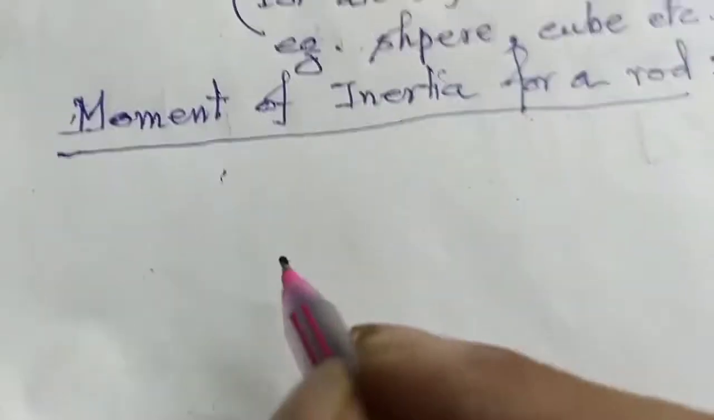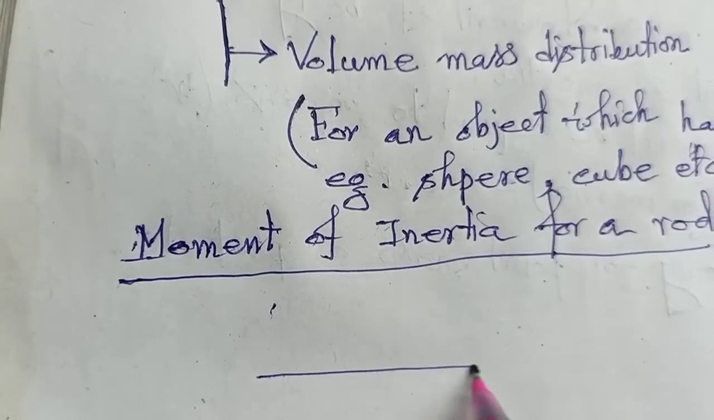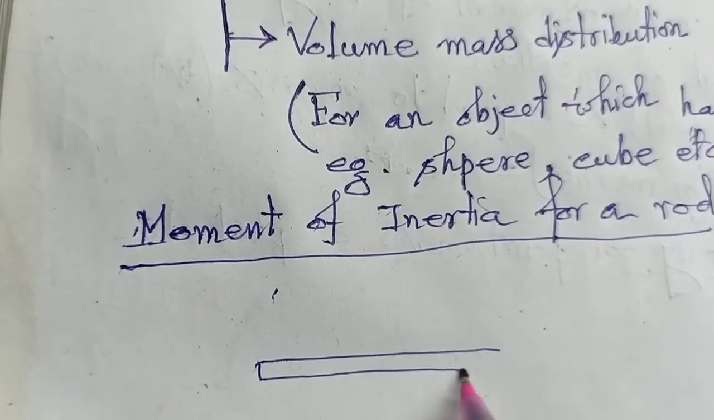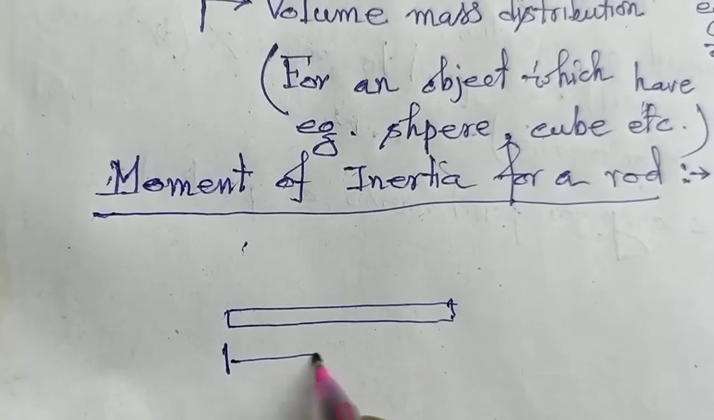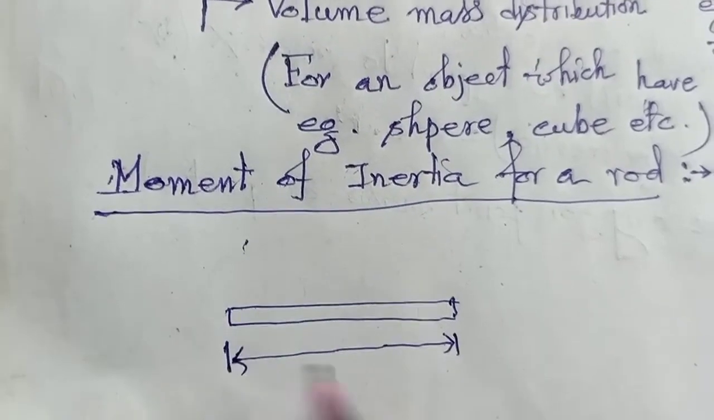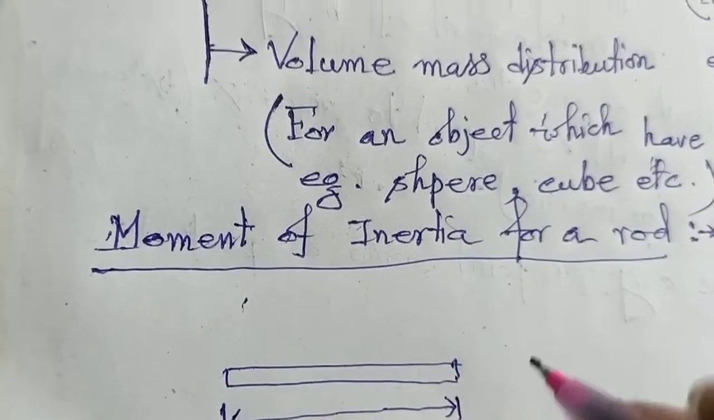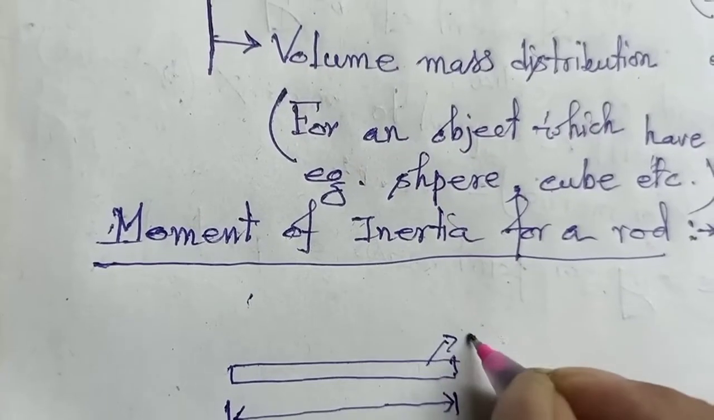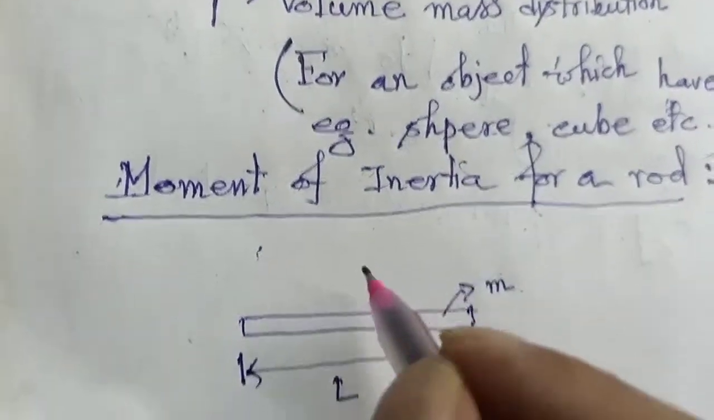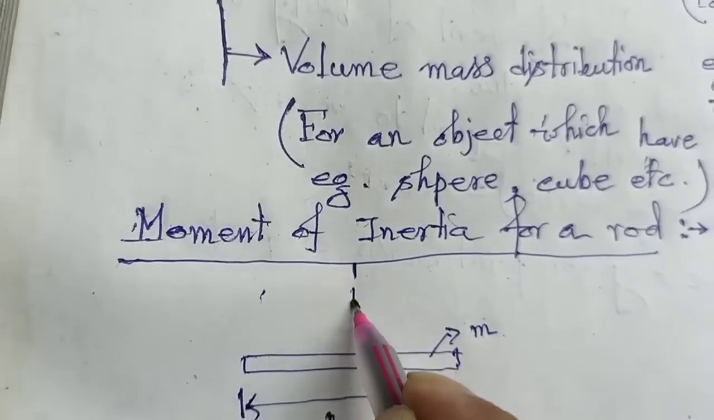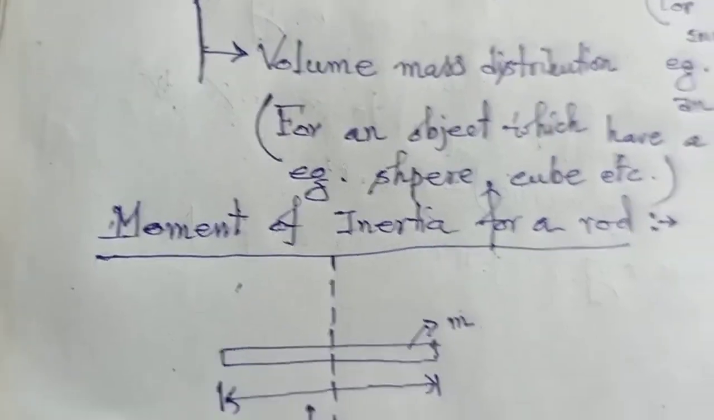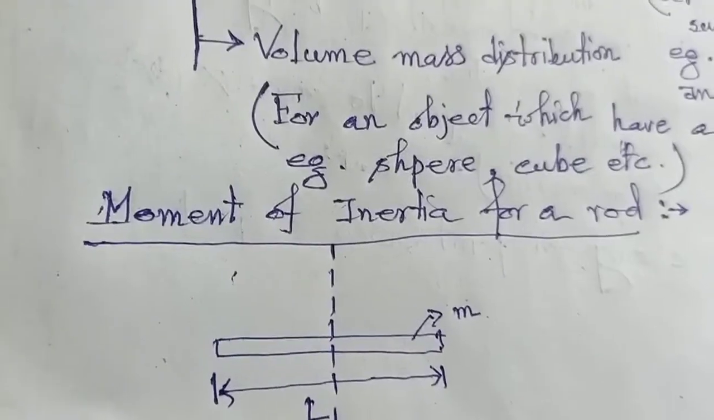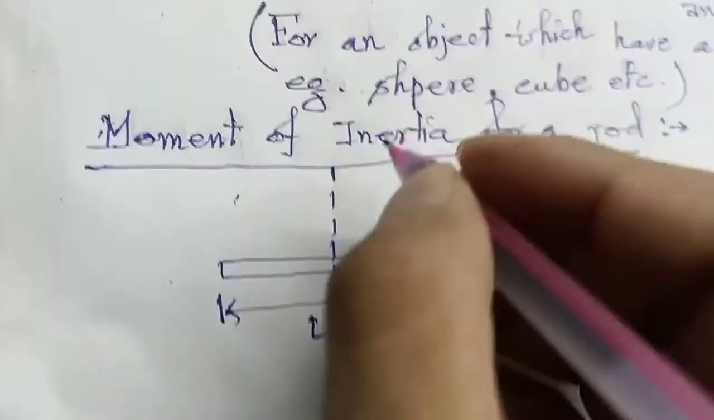So there is a rod of mass m and length L. The length of the rod is L, and the mass of the rod is m. And if the axis is passing through the center of the rod, or middle of the rod, then how will we find the moment of inertia of this rod?